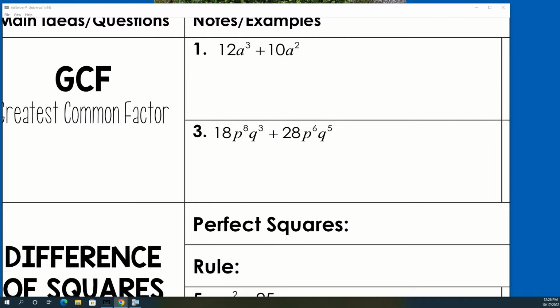2. Good. So we're going to factor out a 2. And then if you look at them, they both have variables, so we are going to factor out an a. Do you guys remember what exponent we use? Anybody? All right, it's going to be the smallest exponent. So we look at our exponents. The smallest one is 2, so we're going to factor out 2a squared.